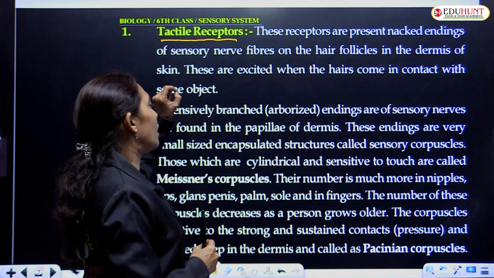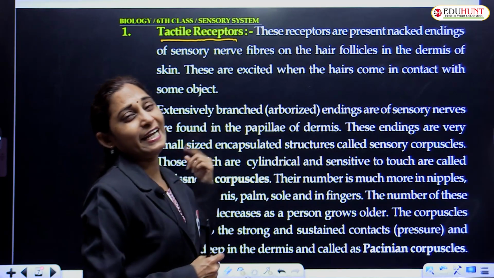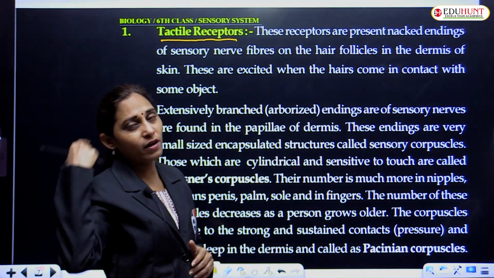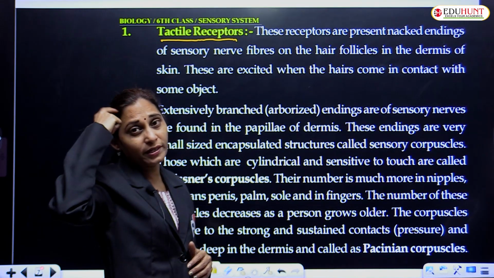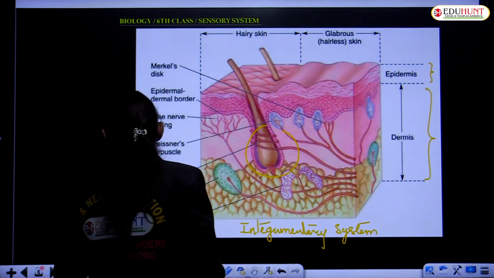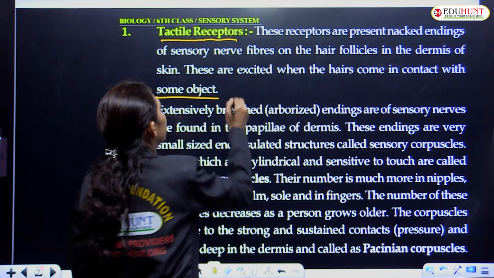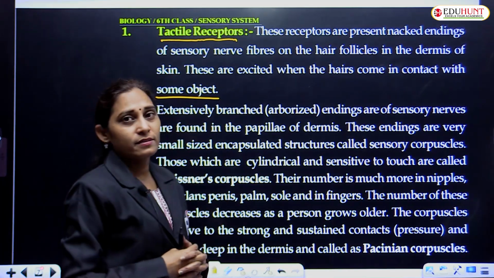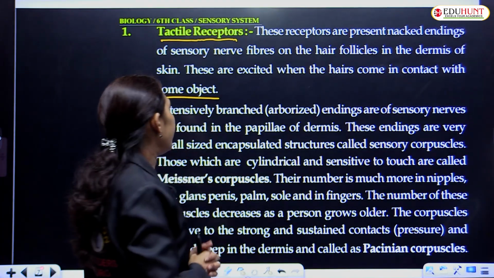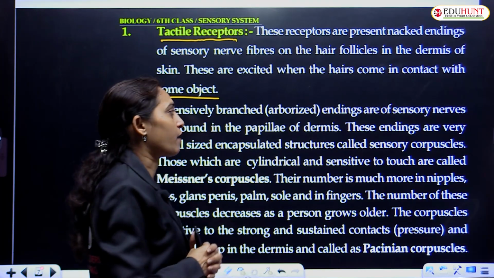And these nerve fibers, the endings of the sensory nerve fibers on the hair follicle ante they are deeply situated in the dermis. Just now we have seen the hair follicle. This is the hair follicle region of the hair and that comes in contact with some object, the layers of the hypodermis, and extensively branched. This is called arborization. Branching is called arborization.